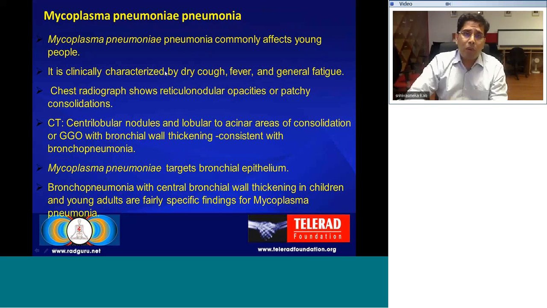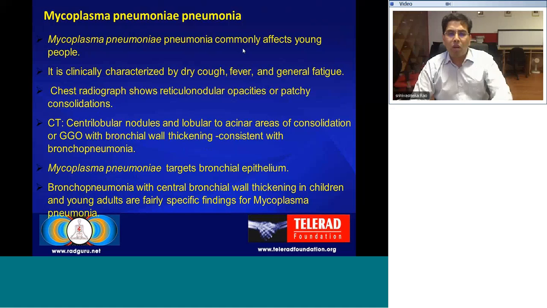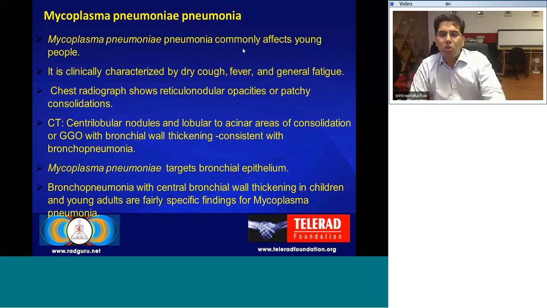So how does Mycoplasma pneumonia look? It usually affects young people, and it is characterized by dry cough, fever, and general fatigue. The chest radiograph shows reticular nodular opacities or patchy consolidation. On CT, we may see central lobular nodules and lobular to acinar areas of consolidation, or GGO with bronchial wall thickening consistent with bronchopneumonia.